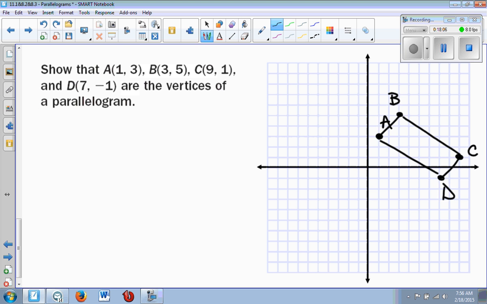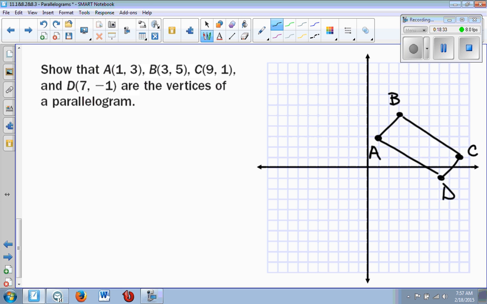So what are we supposed to do? There are a couple of ways that we can show that something is a parallelogram. One of the ways is to use the distance formula and figure out that the opposite sides are congruent to each other.